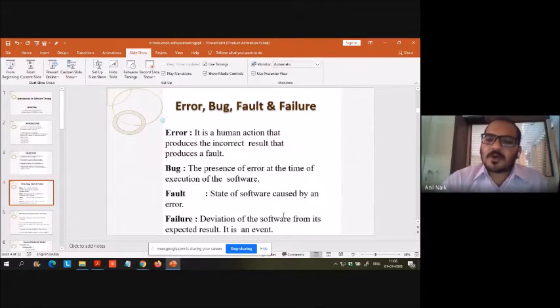Here failure means what? Suppose if we provide minus five, then what is the expectation? Expectation means it should not accept, it should not proceed for booking the tickets. So expectation and actual should match. So while testing the software, you will understand the positive and negative test cases. So these are some terminology: error, bug, fault, failure.